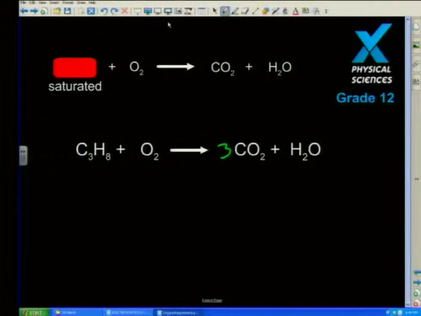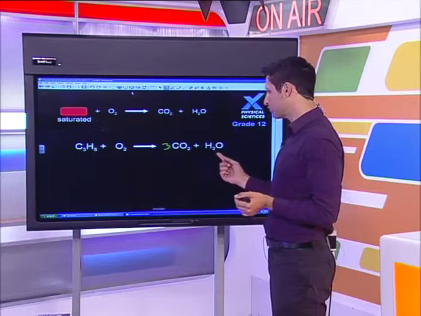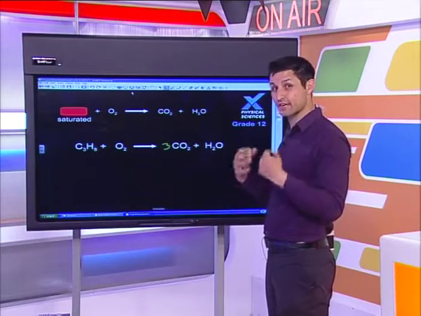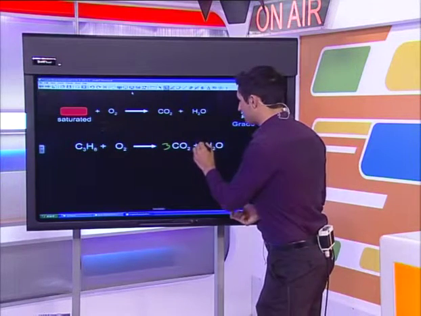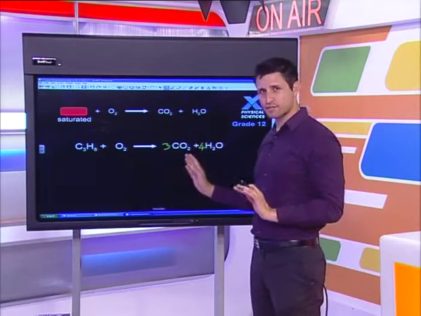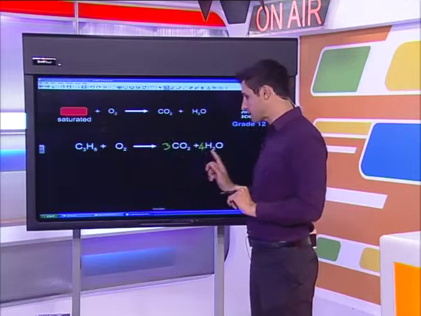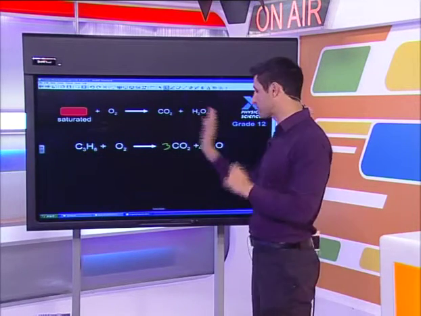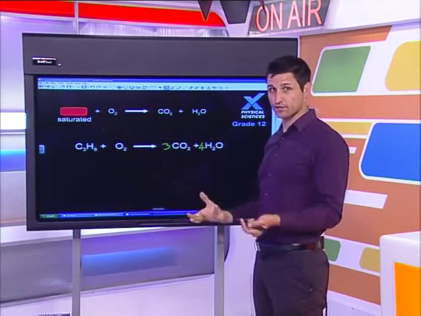I have 8 hydrogens present inside my propane on the left. I should have 8 on the right. Now, because water has got 2 hydrogens inside each molecule, that gets me 4 water molecules. Now, I've balanced my carbon. I've got 3 on each side. I've balanced my hydrogen. I've got 8 on each side. Let's take a look at the oxygen.